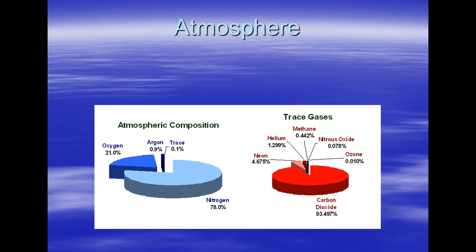Now, the atmosphere is composed of a bunch of different gases. Primarily, though, we're talking about nitrogen. About 78% of Earth's atmosphere is nitrogen. And about 21% is oxygen. And then argon's that noble gas that we've talked about before, right? Those noble gases are kind of non-reactive, and that's less than 1%. And then at 0.1%, we have trace gases. So that's all the other stuff.